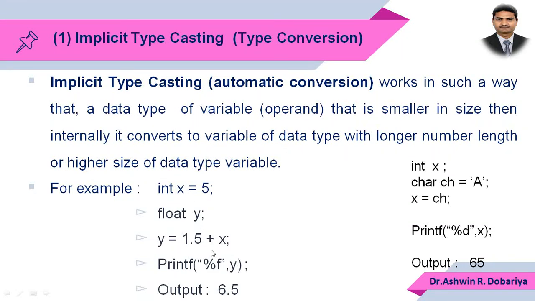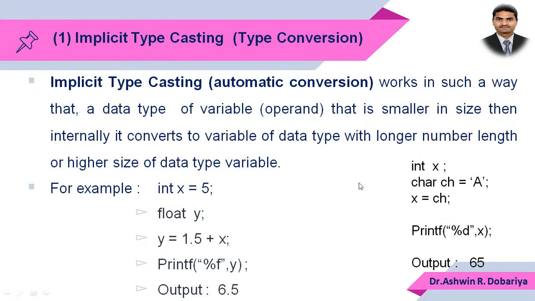Now x is an integer and 1.5 is a float. So what the compiler will do, that 5 will be internally promoted or automatically converted into a float. So it will consider 5.0 instead of 5. So 1.5 plus 5.0 becomes 6.5. So the output will be this.